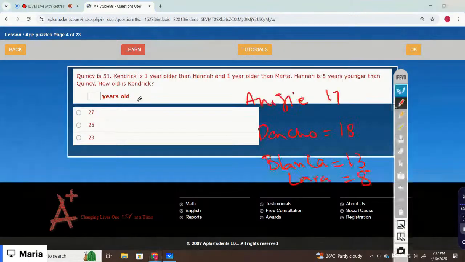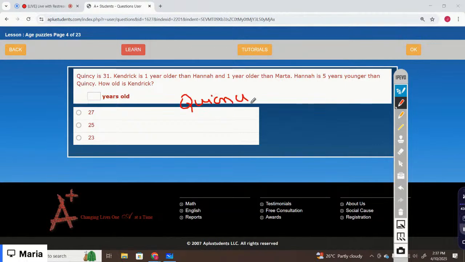Quincy is 31. Kendrick is 1 year older than Hannah and 1 year older than Marta. Hannah is 5 years younger than Quincy. How old is Kendrick? So Quincy is 31. Hannah is 5 years younger than Quincy, so that means Hannah is 36. 5 years older means add 5 to Quincy's, right? So Hannah is 36. Okay, now Kendrick is 1 year older than Hannah.